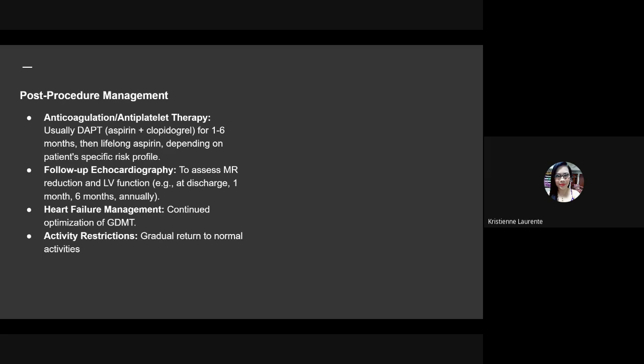Post-procedure management includes anticoagulation or antiplatelet therapy. Usually in these cases, we give dual antiplatelet therapy like aspirin and clopidogrel for 1 to 6 months, then lifelong aspirin depending on the patient's risk profile. Then follow-up echo. Once the patient arrives in CCU, we have to call for an echo to assess the reduction of MR and function of the left ventricle. At discharge, another echo follow-up is advised 1 month after the procedure and at 6 months, then annually.